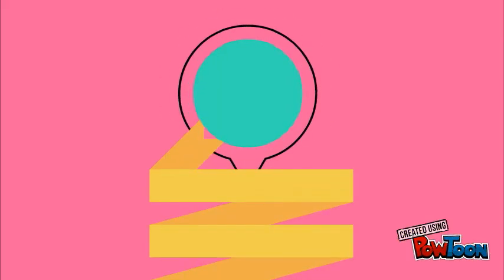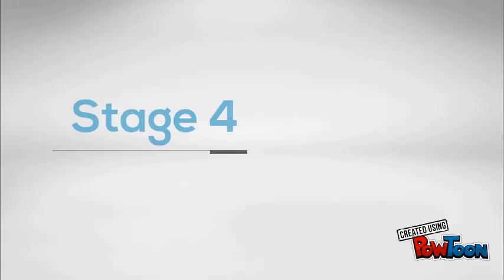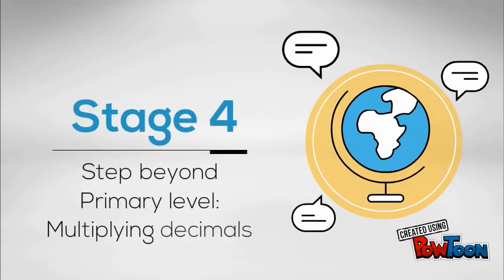To help students avoid or correct these misconceptions, teachers can introduce concrete manipulatives in tasks such as MAB blocks. This representation allows students to visualize different values of numbers in a decimal fraction according to their place value. Students must have a conceptual understanding before they can perform operations, such as multiplying decimals in stage 4. This step beyond primary level highlights the importance of avoiding or correcting misconceptions regarding place value in decimals before performing written algorithms.